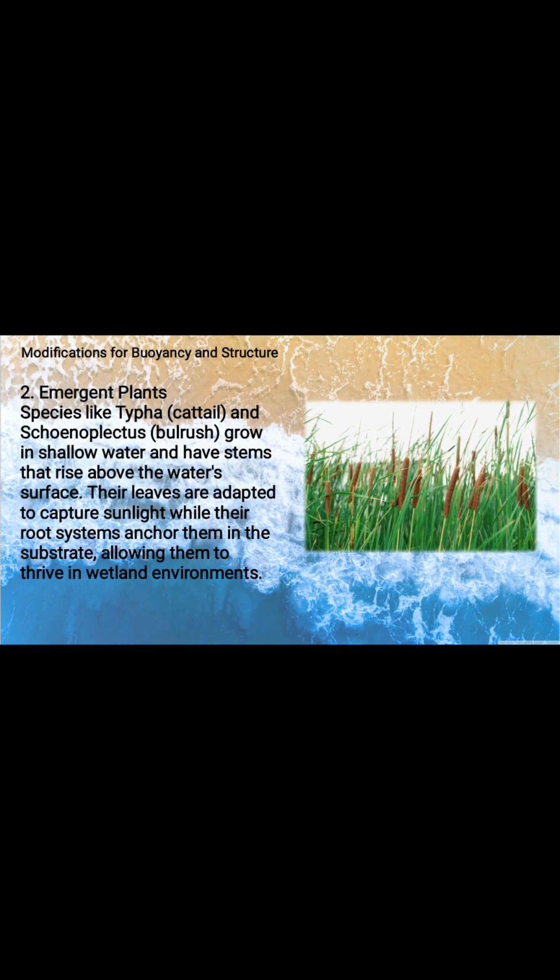Thanks, Godofredo. Now let's talk about emergent plants like Typha or cattail and Schoenoplectus or bulrush. These plants grow in shallow waters with stems that rise above the water surface. Their leaves are adapted to capture sunlight, and their root systems anchor them securely in the substrate. These plants are crucial in wetland environments and help in stabilizing the ecosystem.